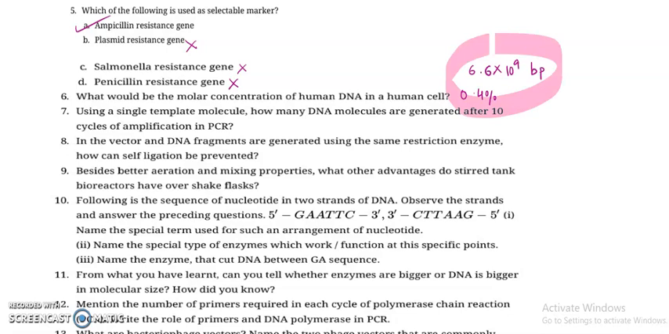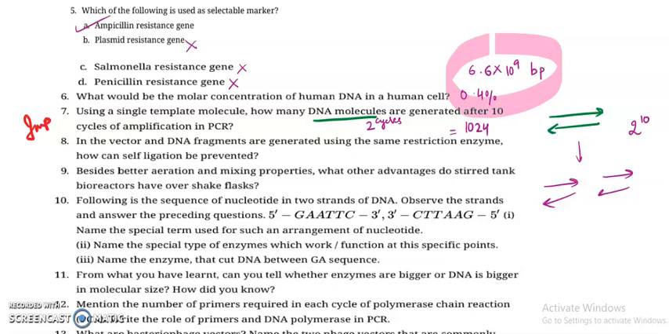Using a single template molecule, how many DNA molecules are generated after 10 cycles of amplification in PCR? Remember, if you have 2 strands of DNA, which are anti-parallel, after 1 cycle they are going to yield 2, right? So the formula to calculate is 2 to the power of the cycles. So here we have 2 to the power 10, and if you calculate, it will come up to 1024. This numerical, question number 7, is important. You may get such types of numericals.